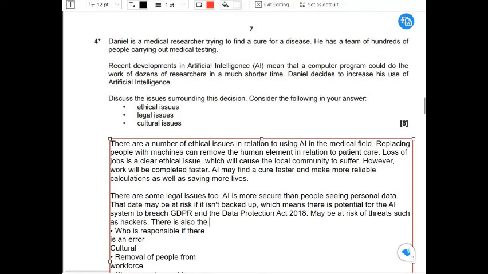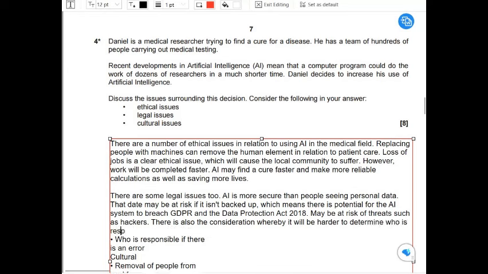There is also the consideration whereby it will be harder to determine who is responsible for an error were it to occur. So that would be a big one.